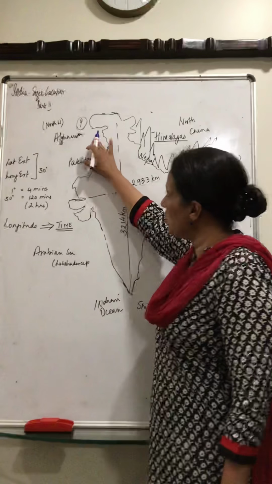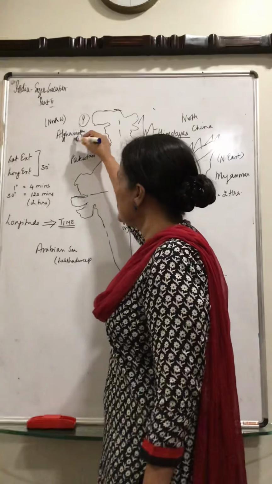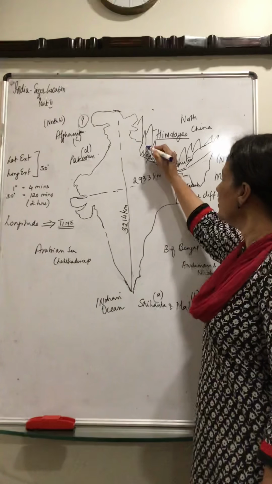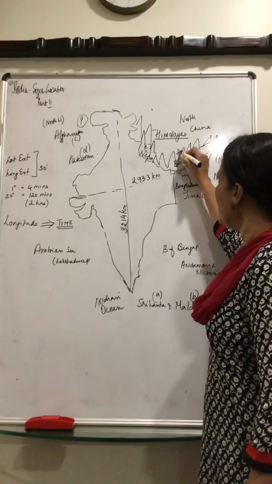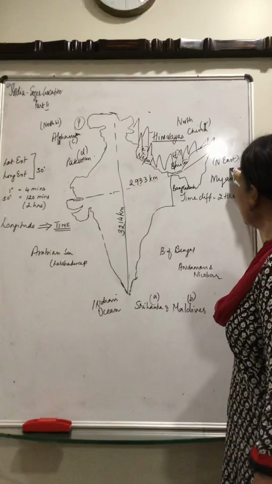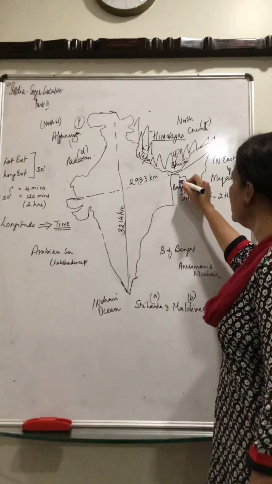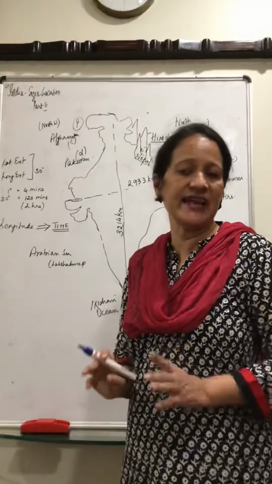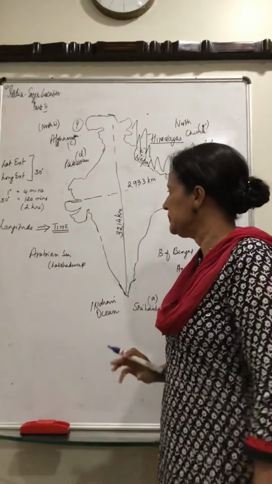Then you come to northwest, you have Afghanistan and Pakistan. Come to the north, you have Nepal, you have Bhutan and China. East is Myanmar and Bangladesh. So you have 9 neighboring countries. India has 9 neighboring countries.